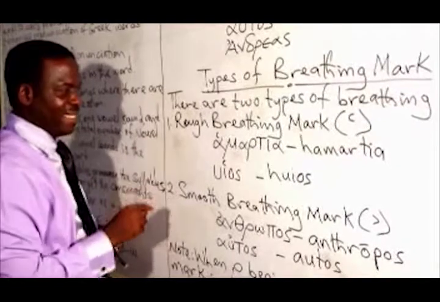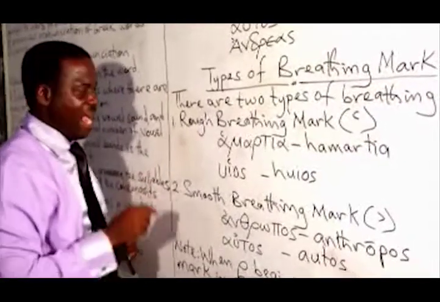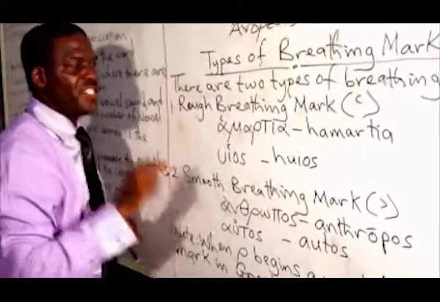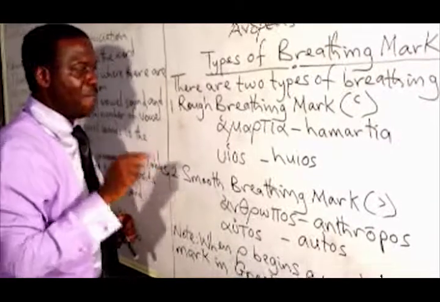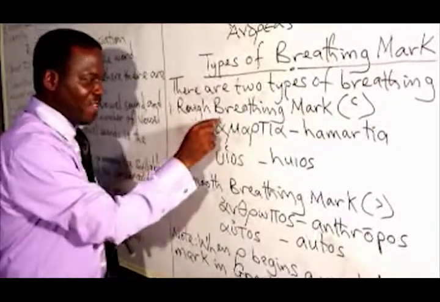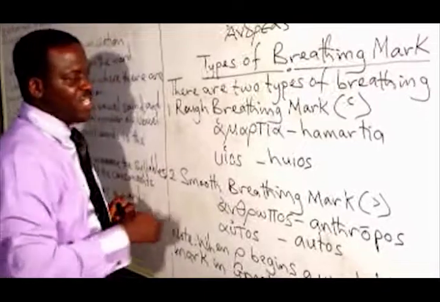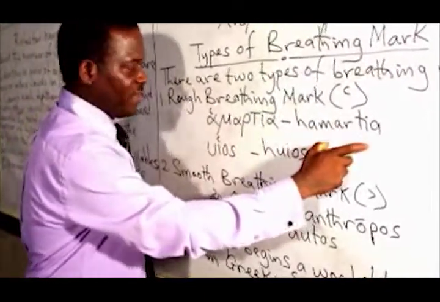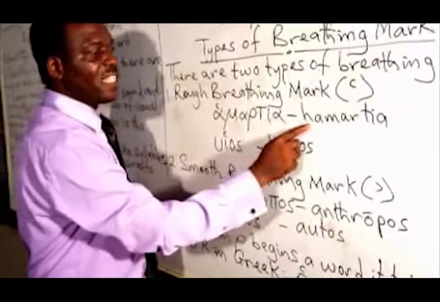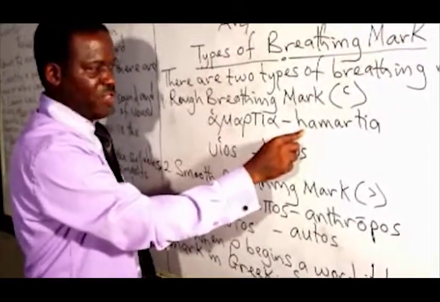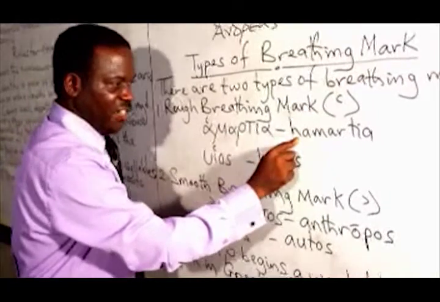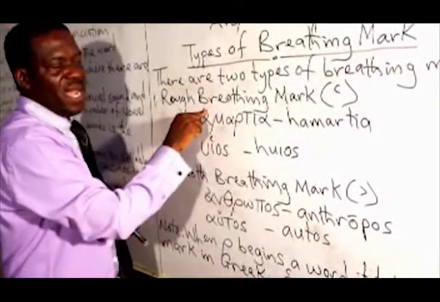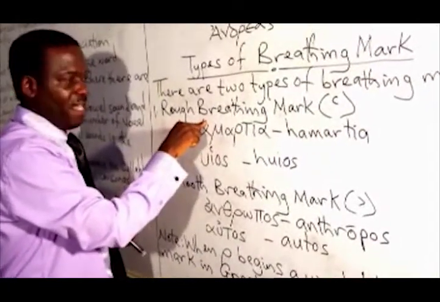So this word now is hamartia, hamartia. You have to pronounce the breathing mark. Then when you are changing these Greek letters to English letters, that breathing mark is represented by H. And that's what I showed here. The H in English here is referring to the rough breathing mark.